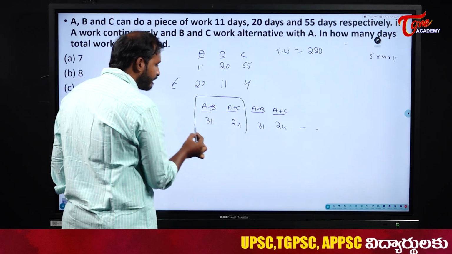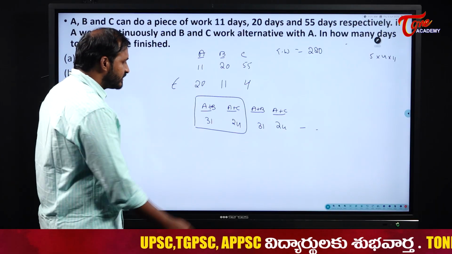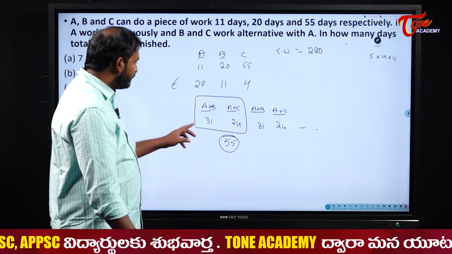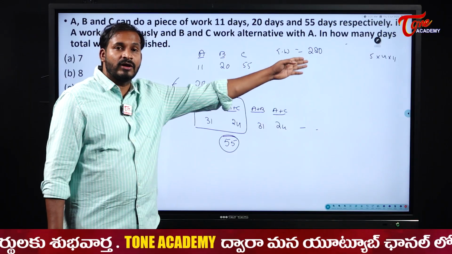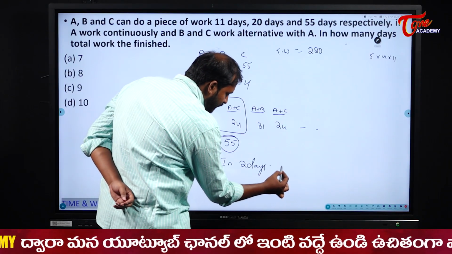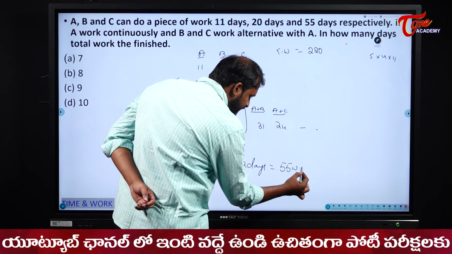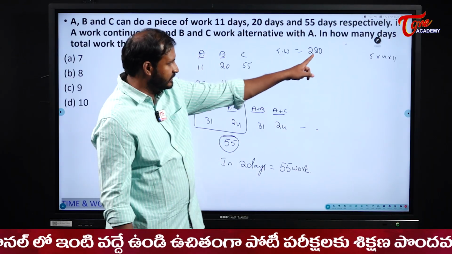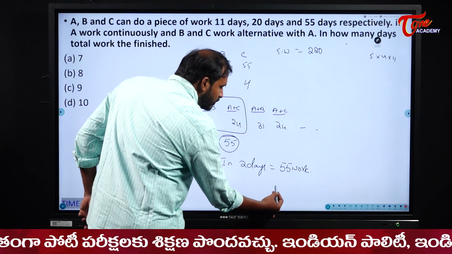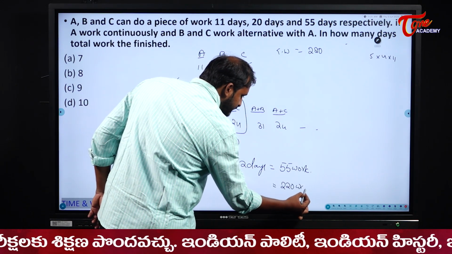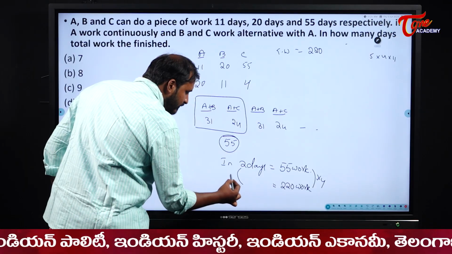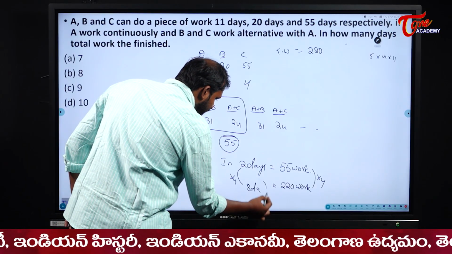That means in 2 days, what portion of work is done here, students? In 2 days, 55 parts of work are done, right? Like this, for how many days should I do it? What is my total work? 220. Luckily, 220 is a multiple of 55. So 55 fours are 220, right? So 220 work will be done in how many days? 55 fours are 220, so 2 fours become 8 days. That means the work will be finished in 8 days.